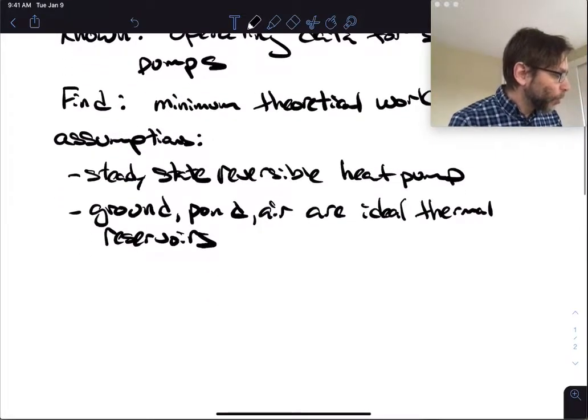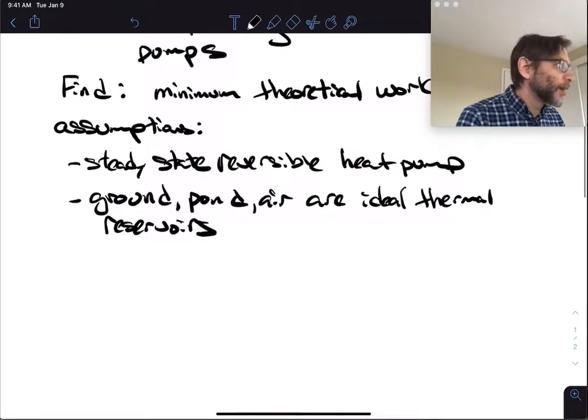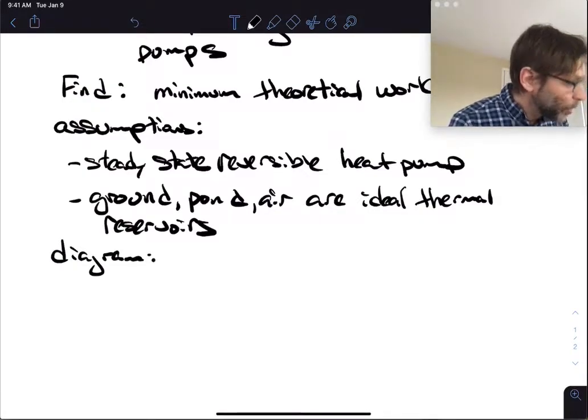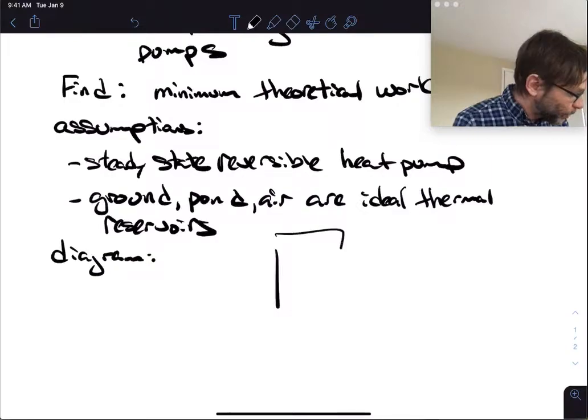Okay, so I guess that's all we need to do, right? Okay, so then let's do a diagram. So the diagram looks like this. We got some big building, right?